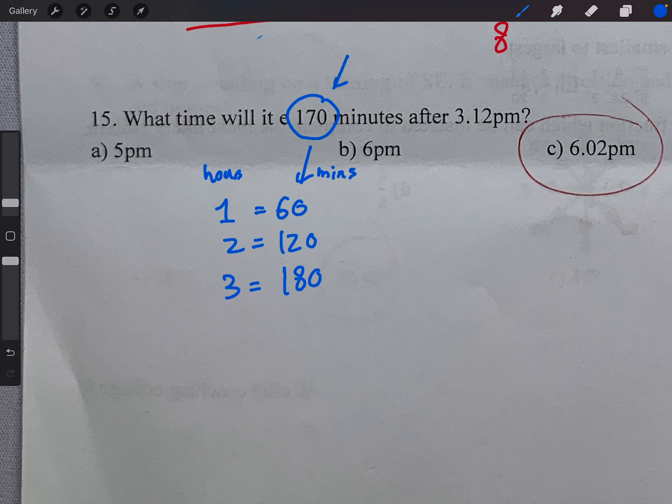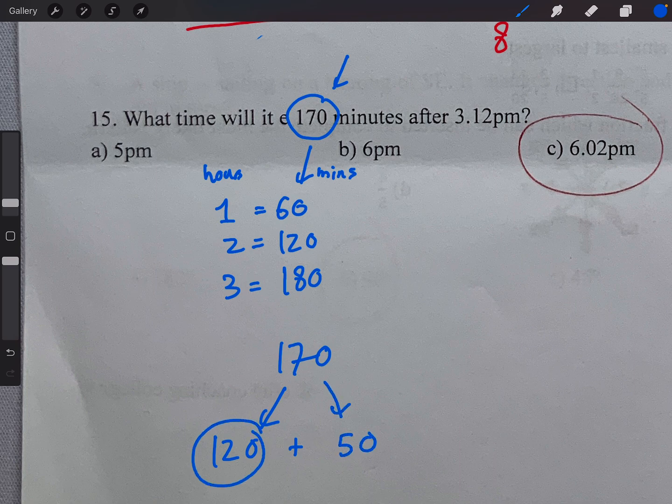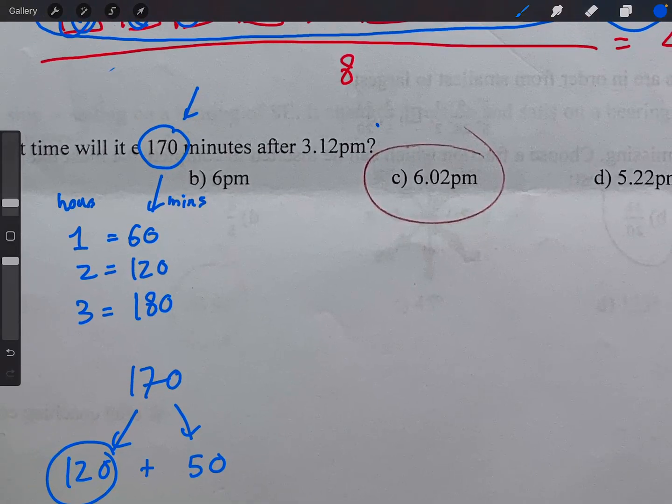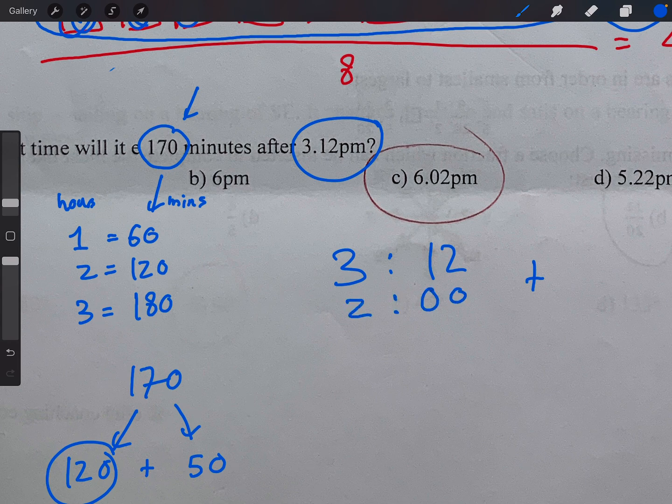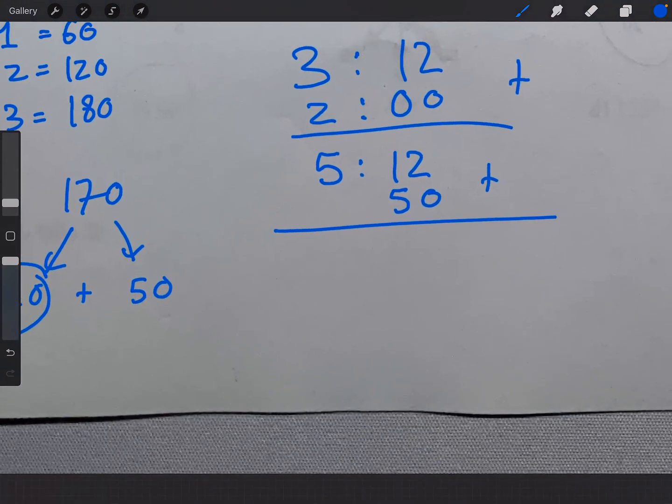Wow, this is 170. That's less than 3 hours. So it must be 2 hours something. Well, 170 is equal to 120 plus another 50, isn't it? So this is 2 hours and 50 minutes. So let's add 2 hours and 50 minutes on top of this. So 3:12. Let's first add the 2 hours. And that will give us 5:12. Now let's add the 50 minutes.